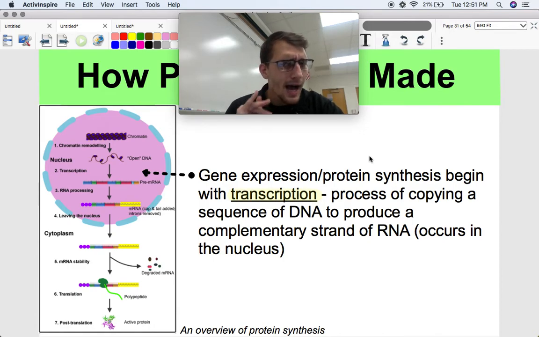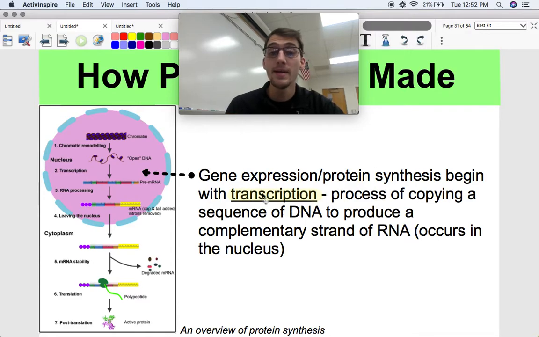Now, we're not copying DNA, right? We're not replicating it. That was last topic. We're not making a new copy of DNA. What we are making is a little segment, a little transcript of a gene. And we're making that transcript, that little copy of that gene, only that gene, out of RNA, and we're not making more DNA from it.